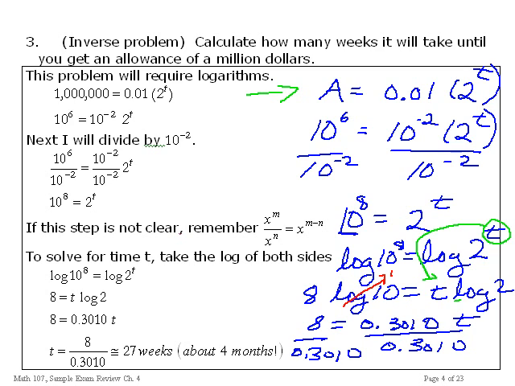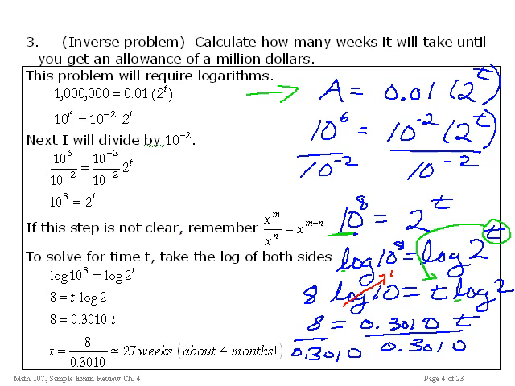10 to the 6th, and now 0.01 is 10 to the minus 2, times 2 to the t. Get the constant over to the other side. So you have this problem here: 10 to the 8th equals 2 to the t. You want t to come down so you can solve for it. So you take the log of both sides.